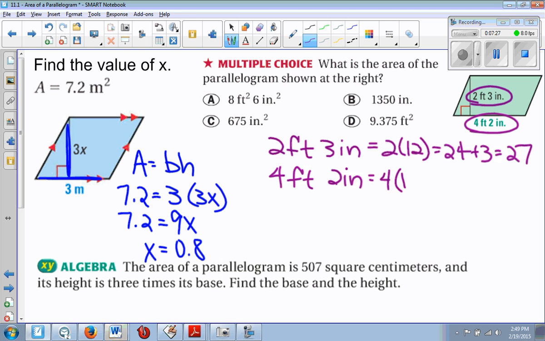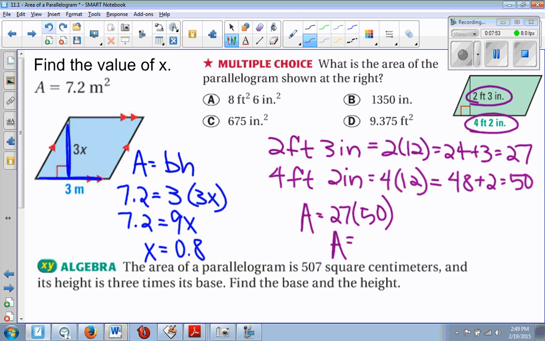4 feet 2 inches, we would convert the 4 feet into inches by multiplying by 12. So I would get 48 inches. Then I would add on the 2 extra, and I get 50 inches. So I have a base of 50 inches and a height of 27 inches. So if I multiply base times height, I'm going to get my answer in inches squared. So 27 times 50 gives me 1,350 inches squared.